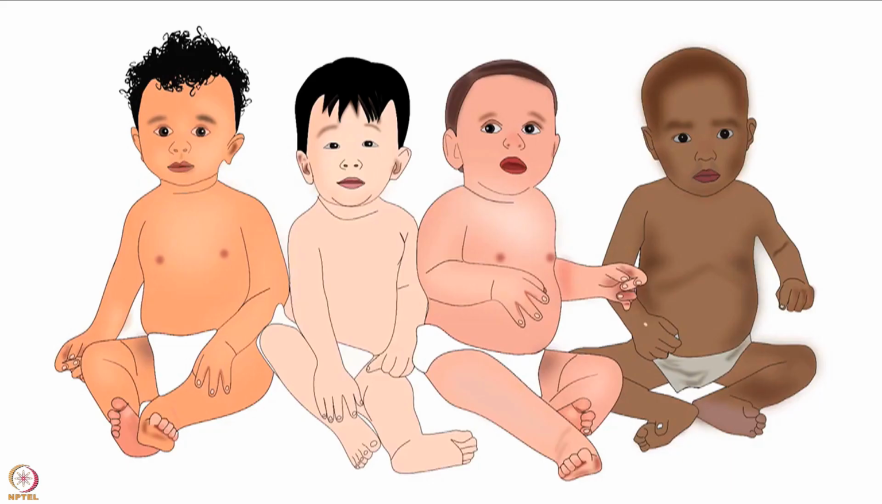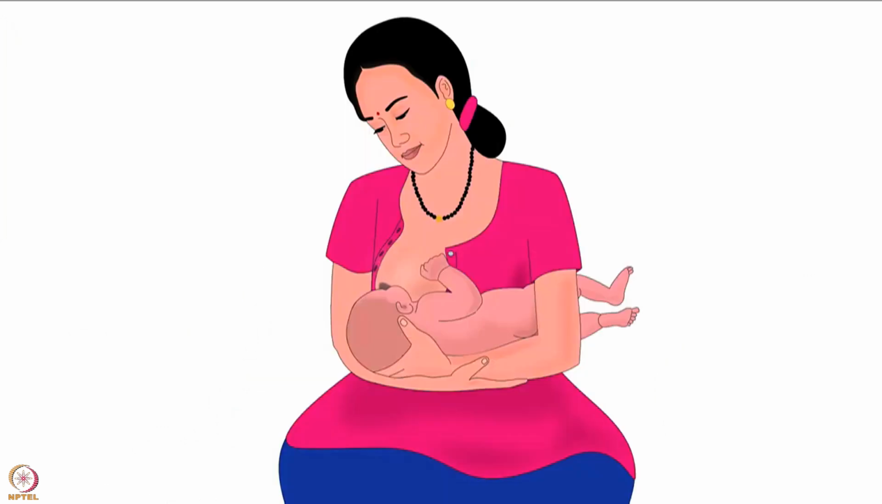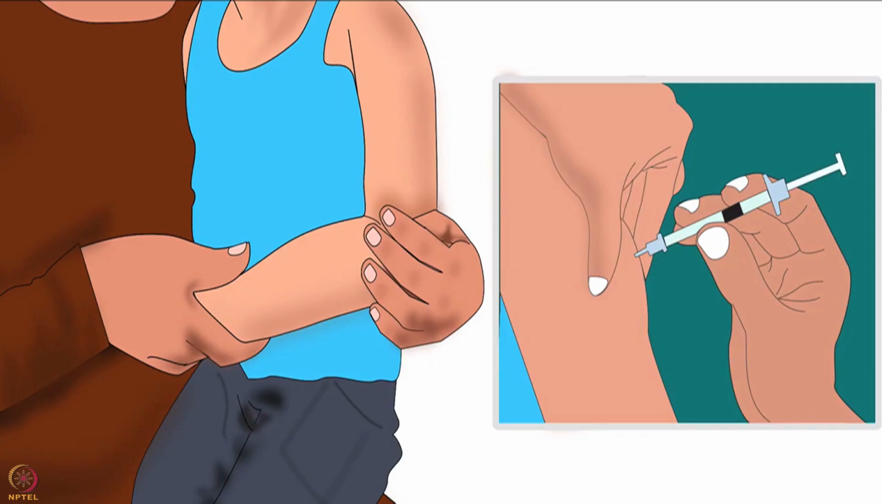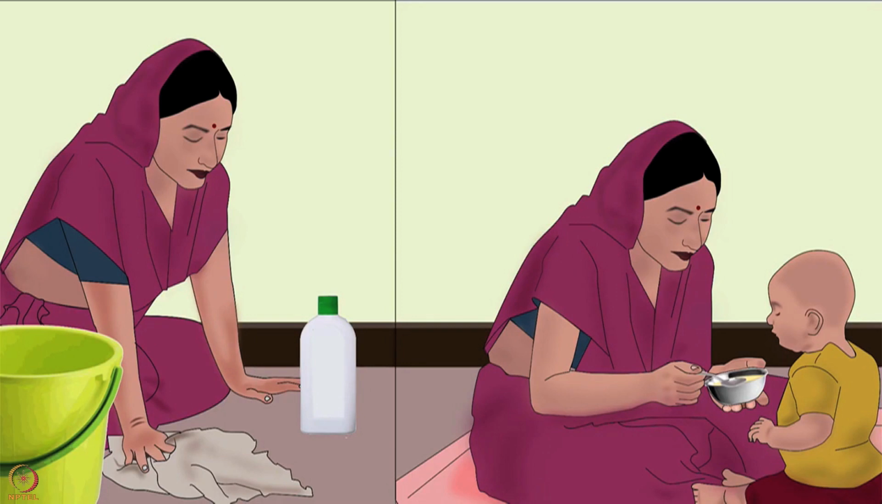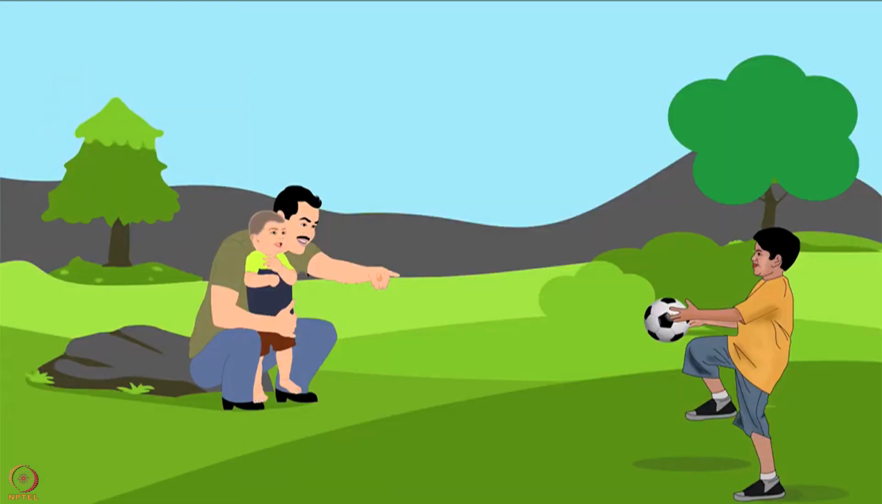The children were from different cultural backgrounds. 3 things were kept constant among them. All the selected children were breastfed. They all were vaccinated. They all had access to a clean environment. It showed that children from different countries grew in a similar way. This means the environment played a major role in their growth.